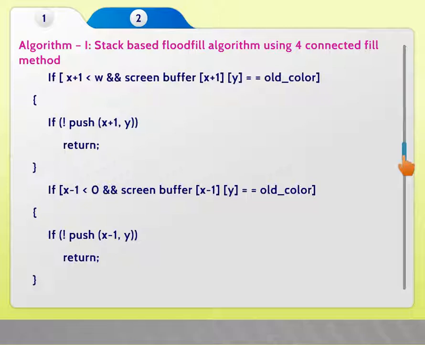If x+1 < w and screen_buffer[x+1, y] is equal to old_color, if not push(x+1, y), return. If x-1 < 0 and screen_buffer[x-1, y] is equal to old_color, if not push(x-1, y), return.